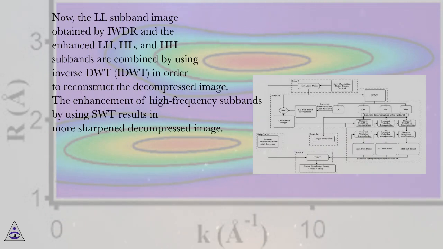Now, the LL subband image obtained by IWDR and the enhanced LH, HL, and HH subbands are combined by using the inverse DWT, IDWT, in order to reconstruct the decompressed image. The enhancement of high-frequency subbands by using SWT results in a more sharpened decompressed image.